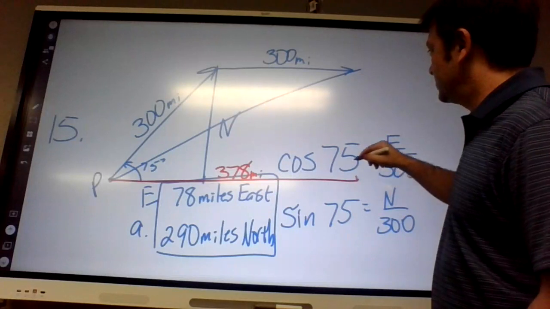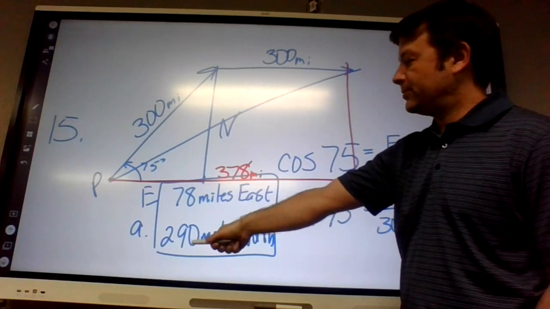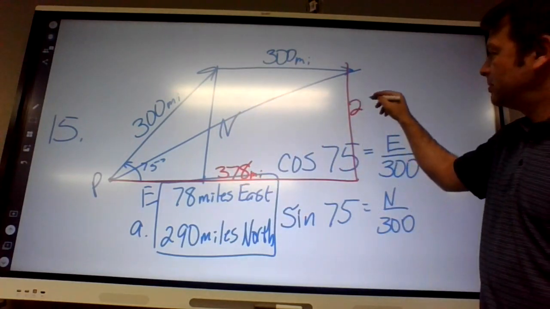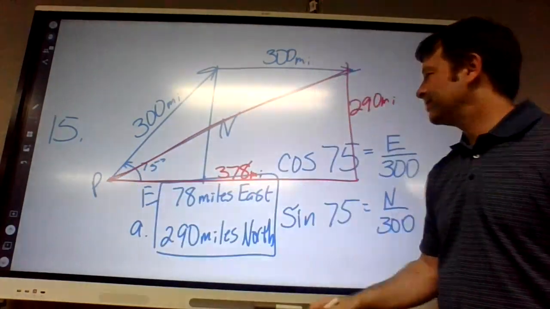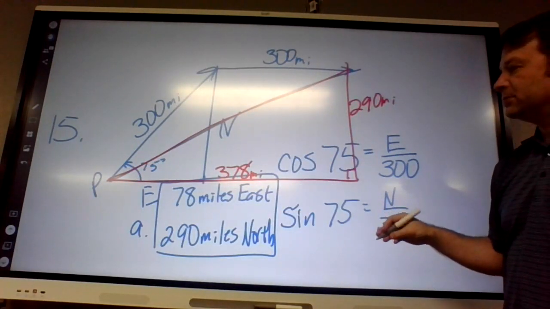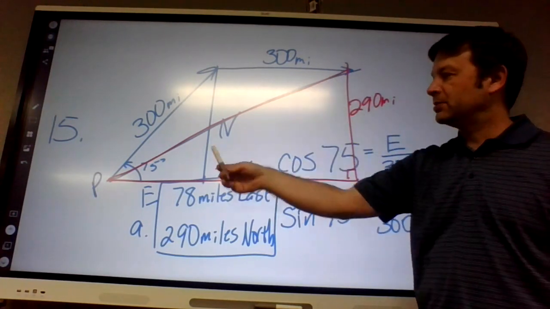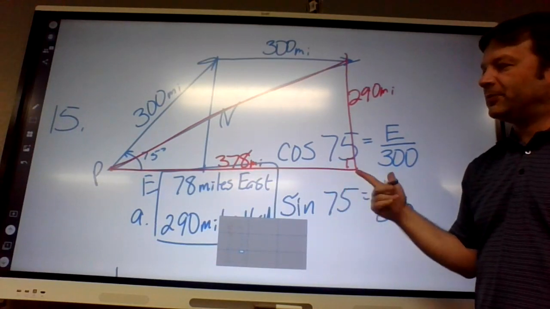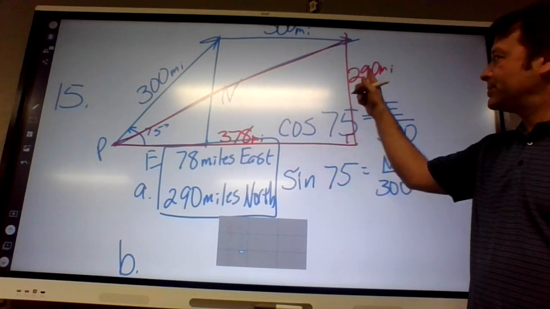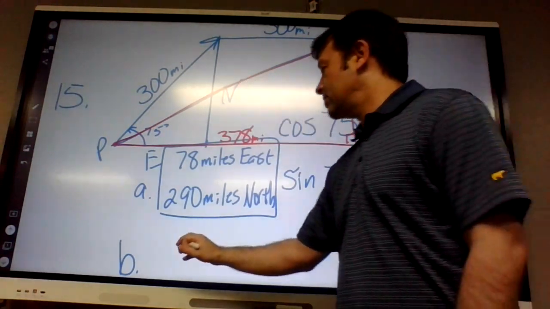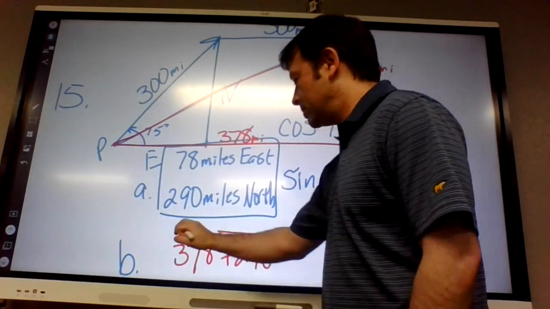And how much is from here to here? That was that one, 290. And we're looking for that. How could we do that? Pythagorean theorem. This squared plus this squared equals that squared. It's not hard to do, it's just maybe hard to figure out how to set it up. So it's 378 squared plus 290 squared, and then the square root of that.